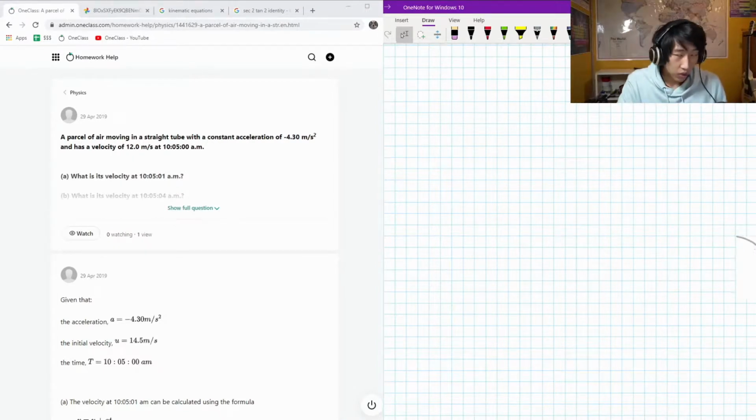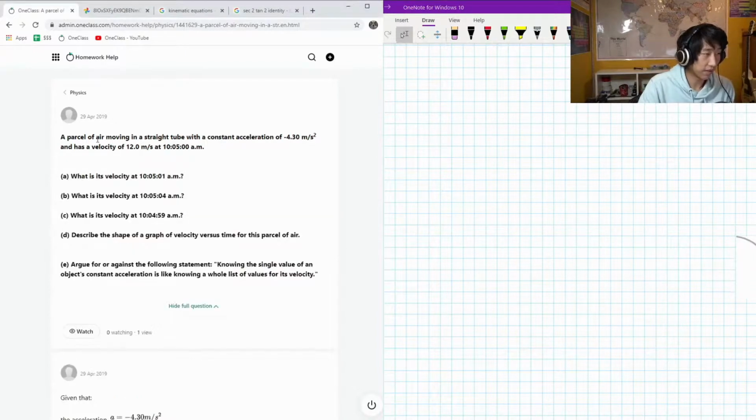So here we have the next question on the menu today, and it's presenting the situation where we have a parcel of air. You don't need to really worry about what this object is. You can imagine it as like a tennis ball or whatever other type of object. It's because it's tough to visualize moving air, but the math is all the same.